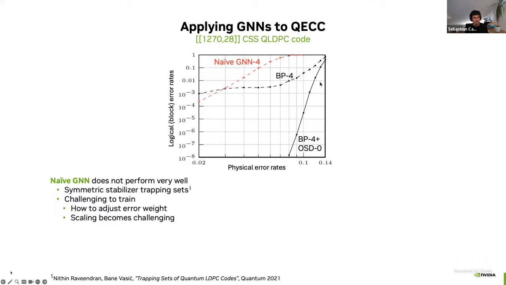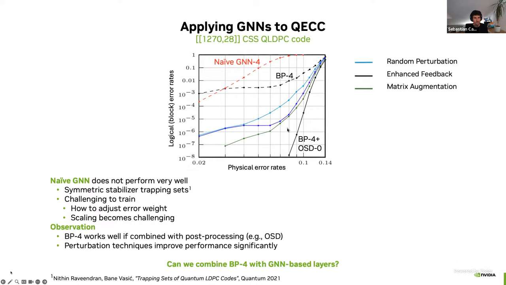And in literature, there are much better solutions. So there's actually BP4 with an OSD post-processing. And you see, actually, it's orders of magnitude better. Now, there are also other mechanisms, like perturbation techniques. There's random perturbation, there's feedback, which you'll see on the next slide in more detail, which all give much better performance than the classical BP, but they are kind of variants of BP.